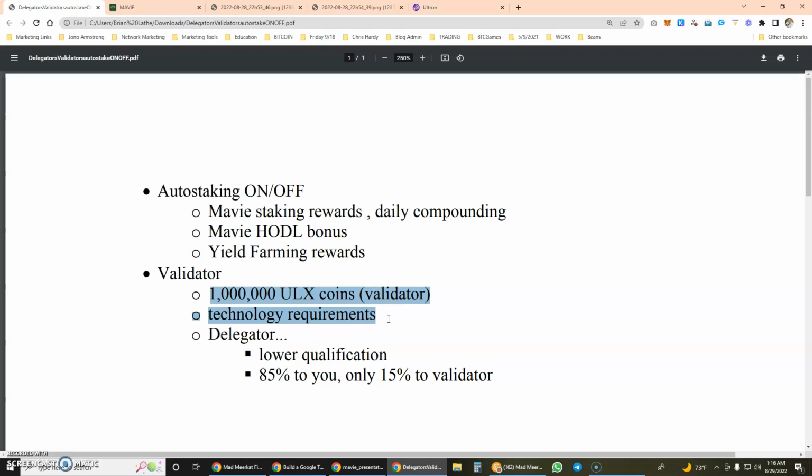I hope that relieves you, and I hope that is amazing news for you to know and understand that you have an exciting opportunity with both Ultron and Mavie here.